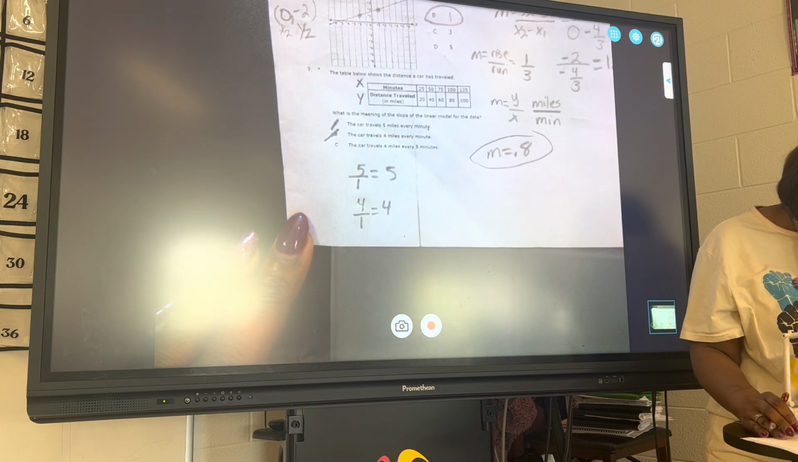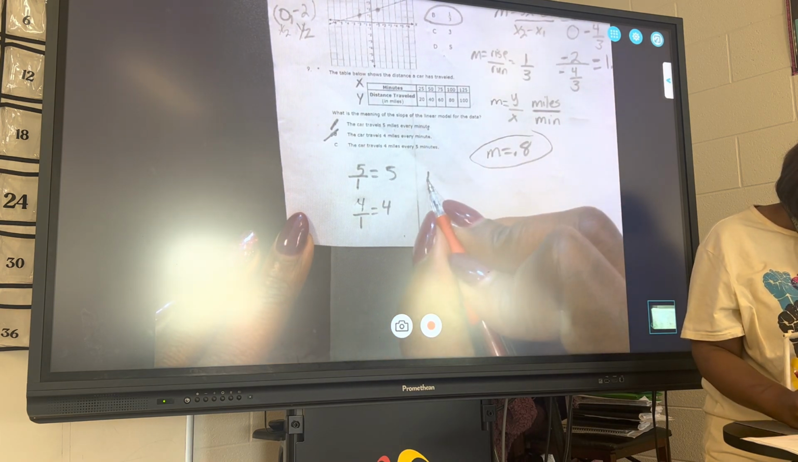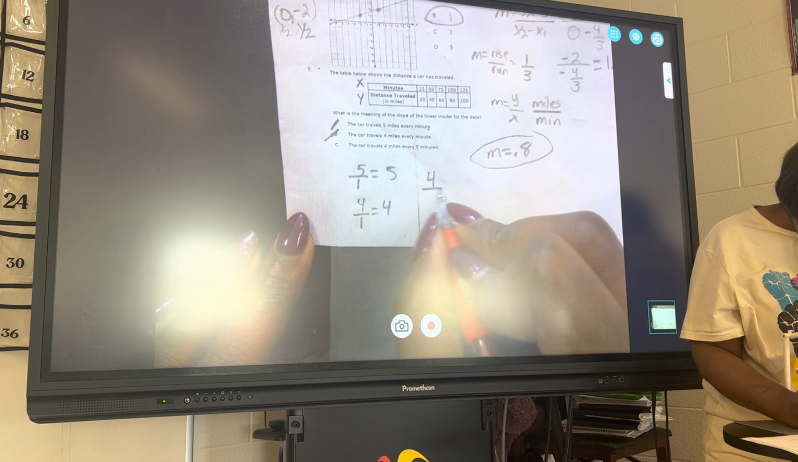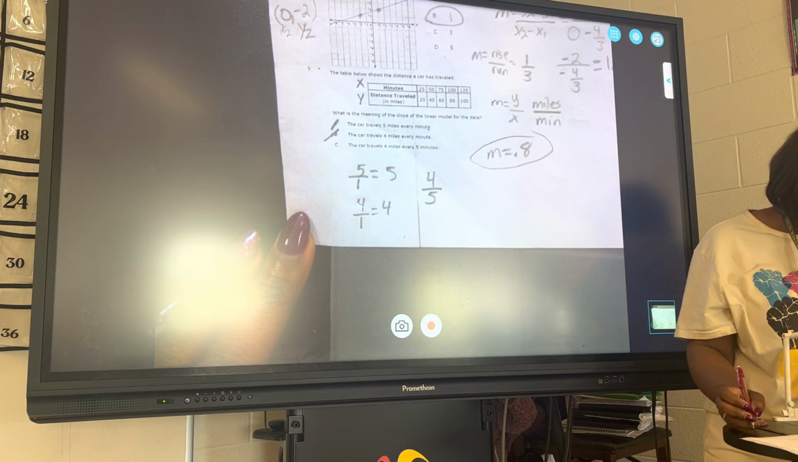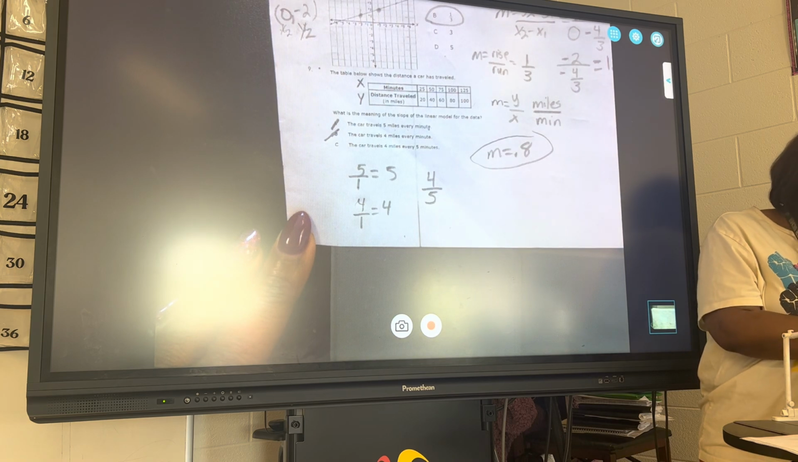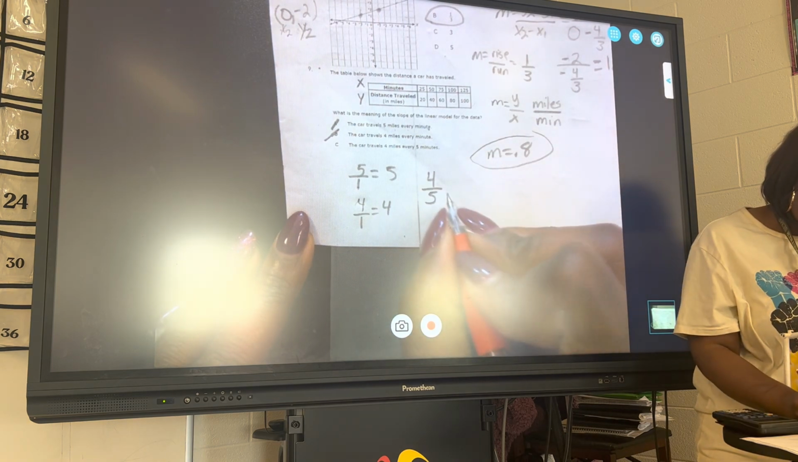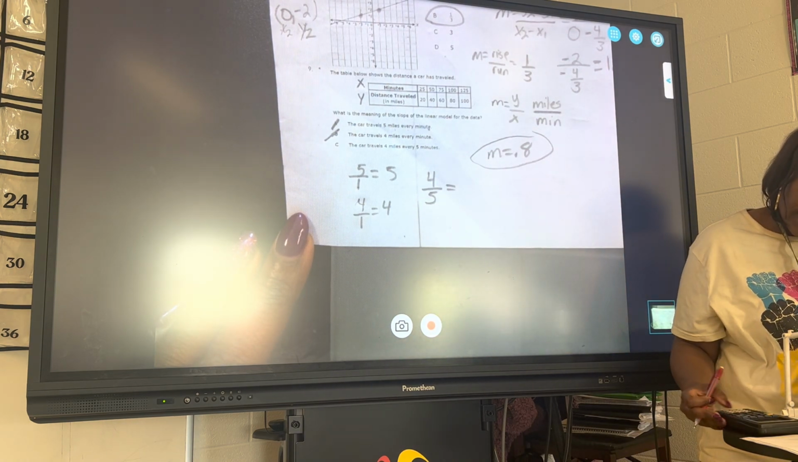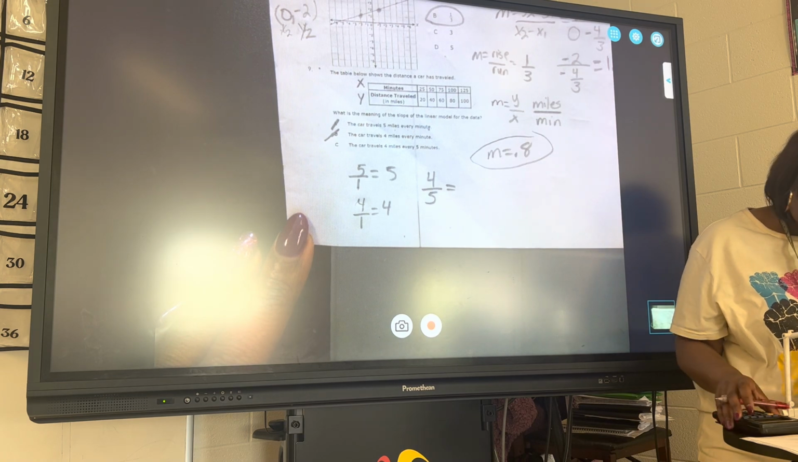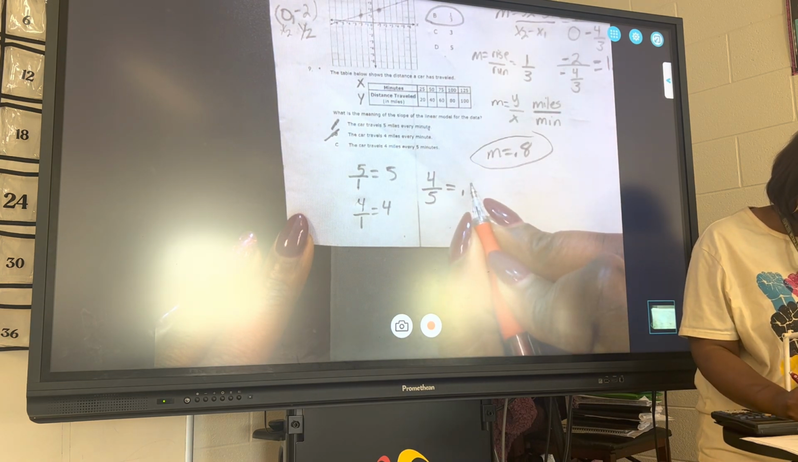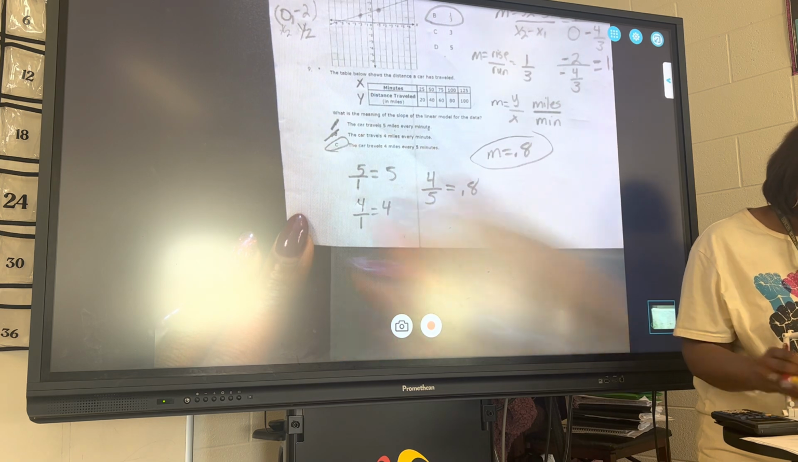Okay. C is 4 miles every 5 minutes. Does that make sense right here? So what's 4 divided by 5? Type in 4 divided by 5. What's 4 divided by 5? 0.8. Does it make sense why that's the answer? Yeah. Okay, you get it?